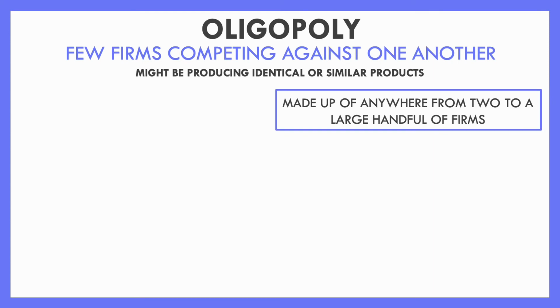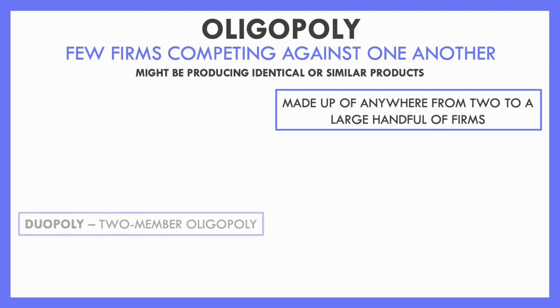There's not a specific number necessarily within an oligopoly. It all has to do with the market power that they have within this structure. So it can be made up of anywhere from just two companies. If we just have two companies, we call that a duopoly.